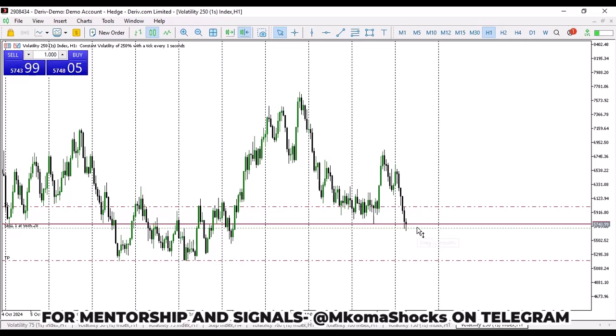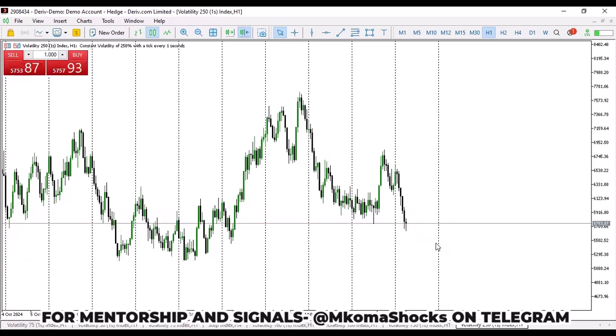And if you want to close this trade, you just come here and click like this, then you go to close, and you have closed your sell order in a loss. And if price had gone in your direction, you would have closed in a profit. So this is how you actually enter your first trade.